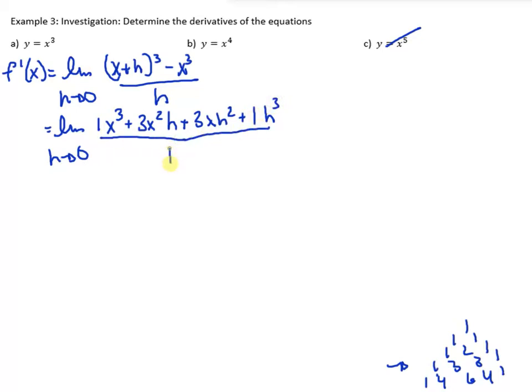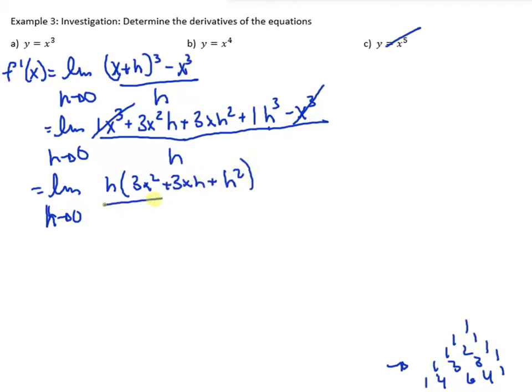And that's all going to be over h. Oh, and we have minus x cubed, sorry, from the original. Those two cancel out. Now in the next line, I'm going to factor out an h from what's left. So we have 3x squared plus 3xh plus h squared all over h. Those cancel out. Let's sub in 0. When we sub in 0, we realize that this term here goes to 0 and this term here goes to 0 because both of them have h's in them. So we're left with 3x squared.